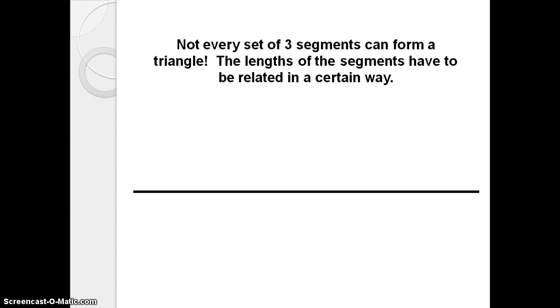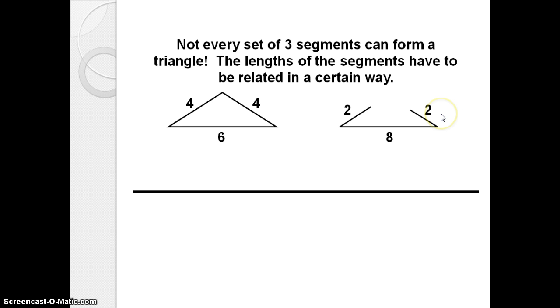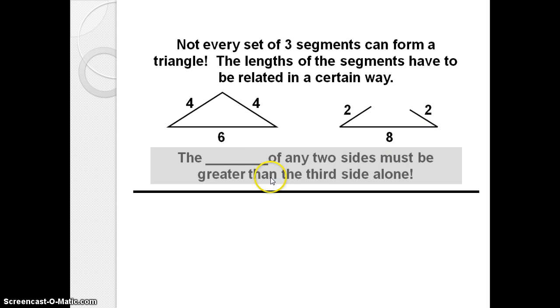Not every set of 3 segments can form a triangle. The lengths of the segments have to be related in a certain way. So for example, these segments would create a triangle. These segments would not. So to create a triangle, the sum of any two sides must be greater than the third side alone. So 4 plus 6 is greater than 4. 4 plus 4 is greater than 6, and 4 plus 6 is greater than 4. 2 plus 8 is greater than 2, but 2 plus 2 is not greater than 8. That's why this one does not create a triangle.